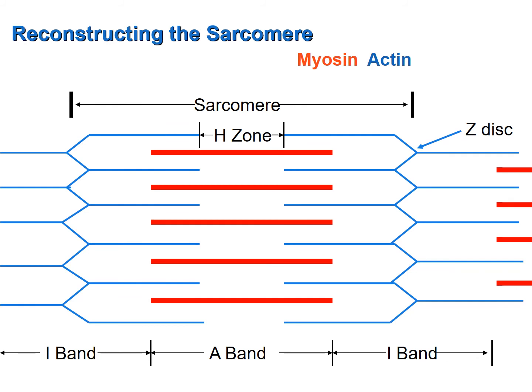And now we can identify the sarcomere. Again, the sarcomere runs from the center of one I band to the center of the next I band. So the sarcomere includes the myosin or thick filaments, the light or actin filaments, as well as the areas where the two overlap.